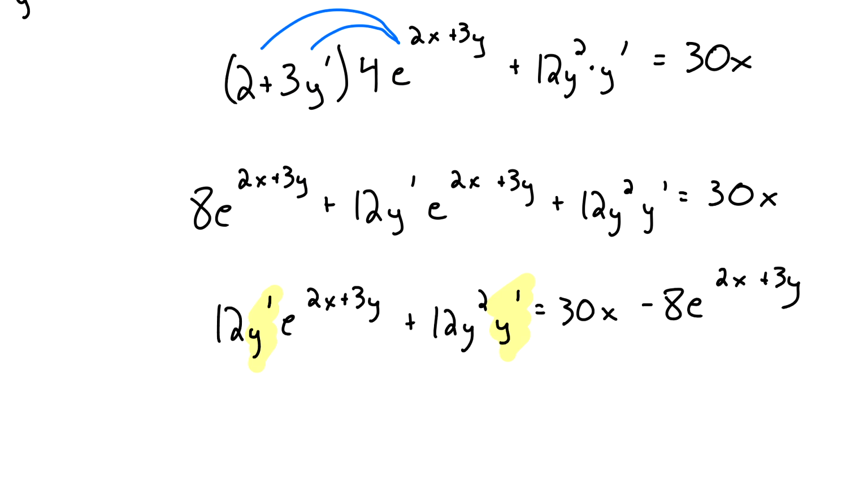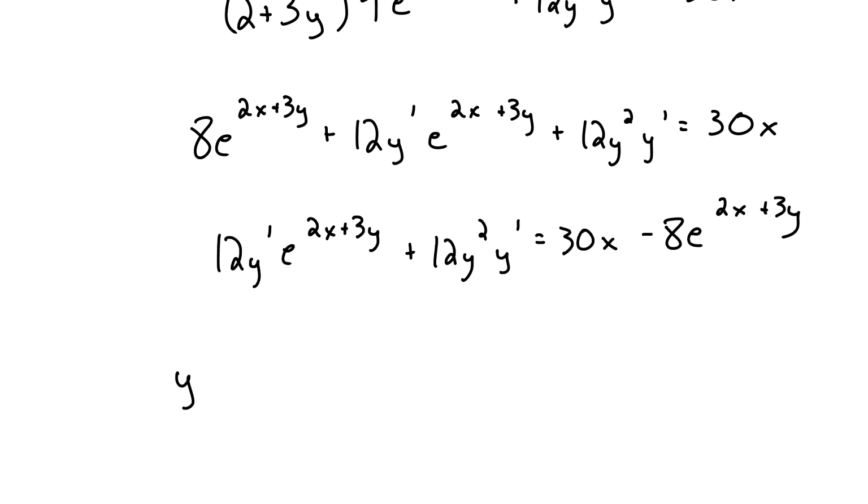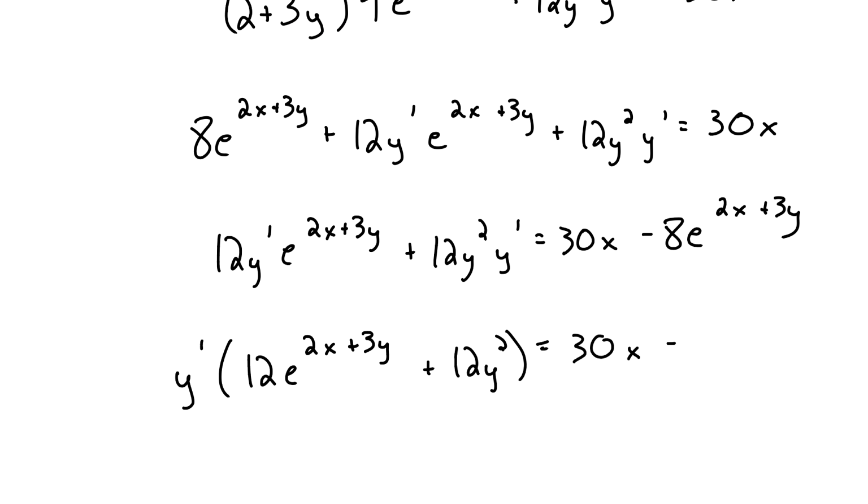Since both terms on our left-hand side have a y prime, we can factor that y prime out. So that's going to be our next step. We factor out y prime, and that will leave us with 12e to the 2x plus 3y power plus 12y squared equals the other side we're not doing anything with. That's going to remain exactly the same here.